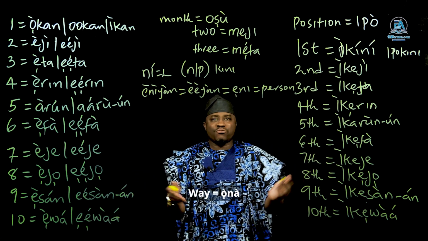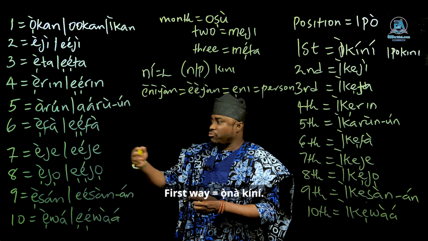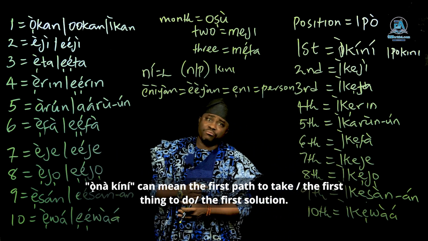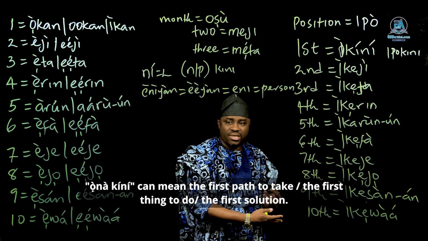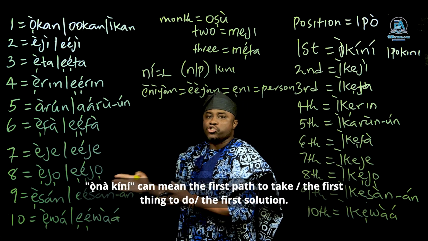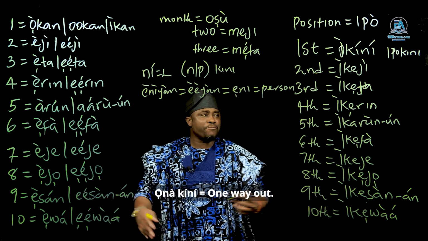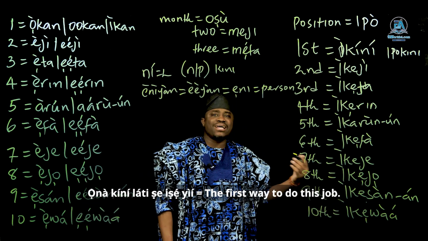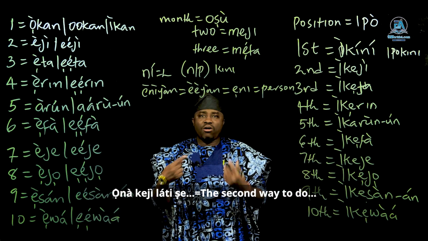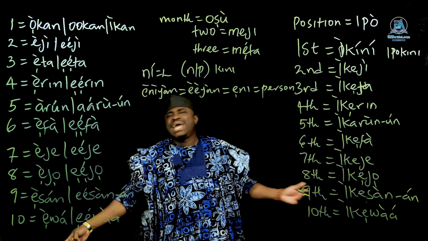Way in Yoruba is ọ̀nà. If you say first way, ọ̀nà kíní, that can also mean the first path to take, the first thing to do, the first solution. Ọ̀nà kíní láti ṣe iṣẹ́ yìí, the first way to do this job. Ọ̀nà kejì, ọ̀nà kẹta. So you can have that.